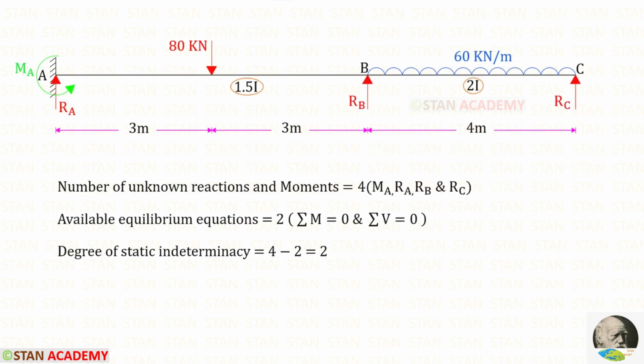In this beam, the number of unknown reactions and moments are 4. In the point A, there is a moment MA and the vertical reaction RA. In the points B and C, there are vertical reactions RB and RC. The degree of static indeterminacy will be 4 minus 2. We will get 2. Let us release RB and RC.